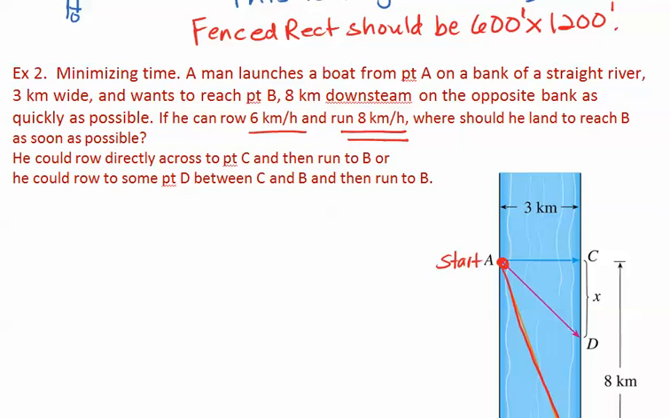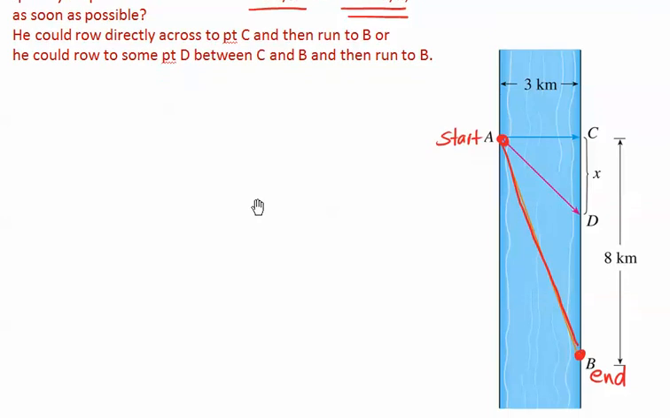So another possibility would be, instead of rowing directly from A to B, he could say, I want to get across the river as fast as I can. So he might choose to row from A to C and then run the 8 kilometers. So this vertical distance is how much he has to run. So we now know the parameters of the problem, but the decision he needs to make is, should he do some other combination? So point D is here to just show one other possibility.